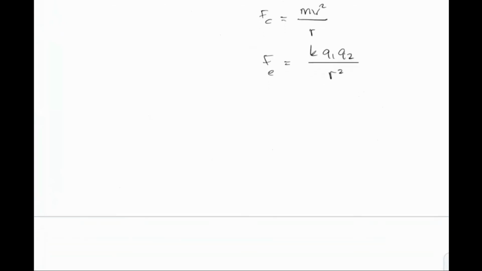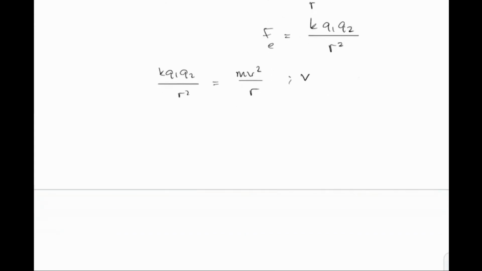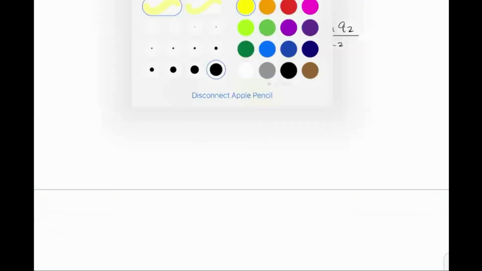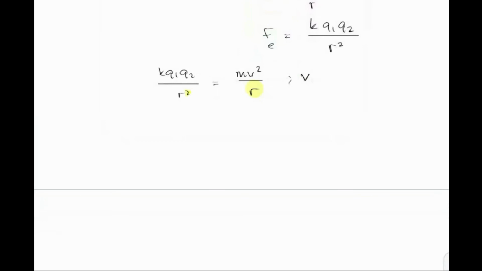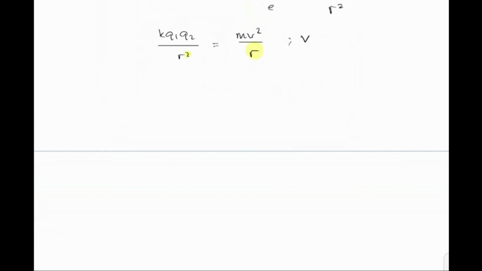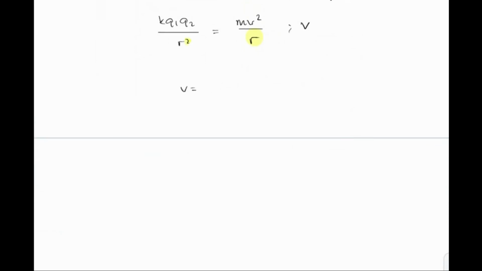All right, so centripetal force is the same as the electrostatic force. So the electrostatic force is the centripetal force. So they will be equal to each other. K, Q1 times Q2 divided by R squared is going to be MV squared divided by R. Solve for V. Like terms will cancel. So one of the R's will cancel. And then solve for V. So when you solve for V, what do you get? You have K, Q1 times Q2 divided by M, R. And then take the square root.